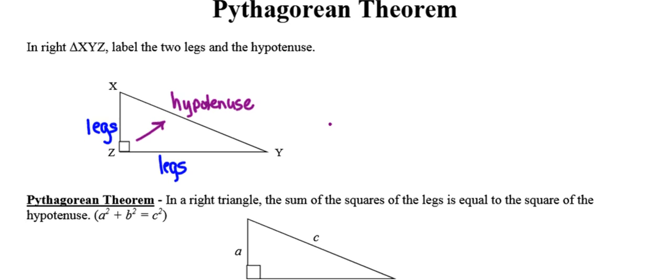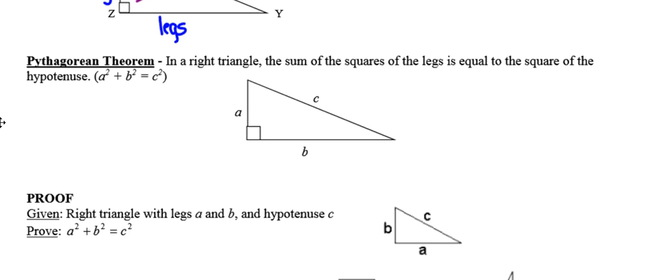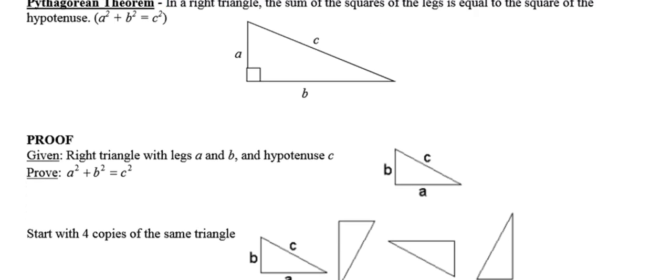And you should recall from your previous math courses that in any right triangle, the sum of the squares of the legs is equal to the square of the hypotenuse. In other words, a squared plus b squared equals c squared. Now that we're into some deeper levels of math, we want to prove exactly why and how come this works.